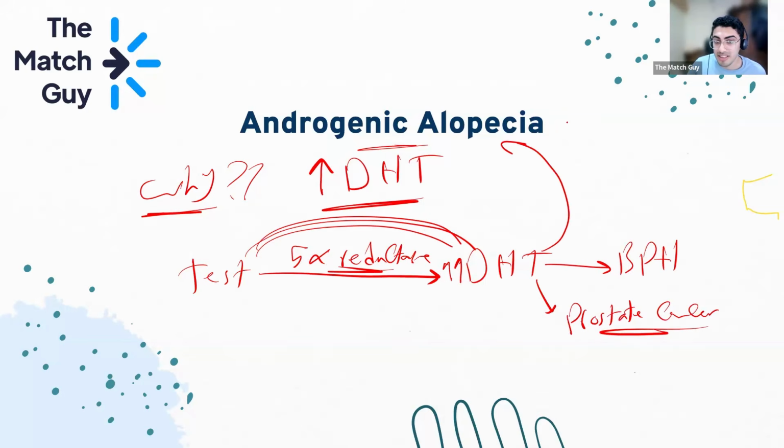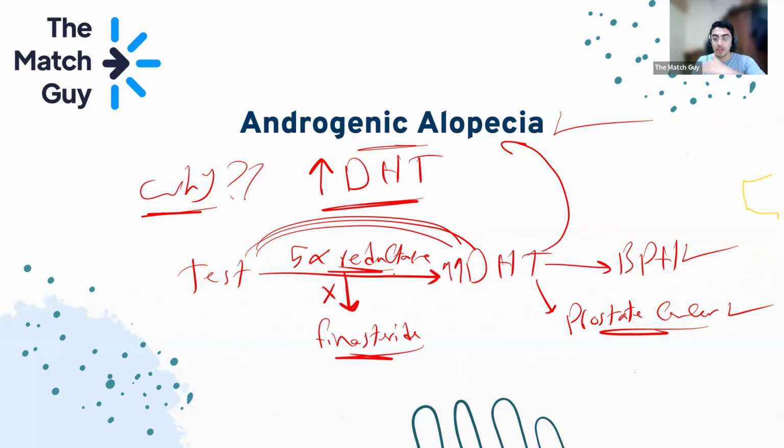That's why the treatment for androgenic alopecia, benign prostatic hyperplasia, or prostate cancer would be 5-alpha reductase inhibitors, like finasteride, for example. Finasteride inhibits this enzyme and decreases the conversion of testosterone to DHT, and this will decrease the size of benign prostatic hyperplasia, decrease the size of prostate cancer, and increase hair growth. Another medication that we can give for androgenic alopecia is minoxidil.